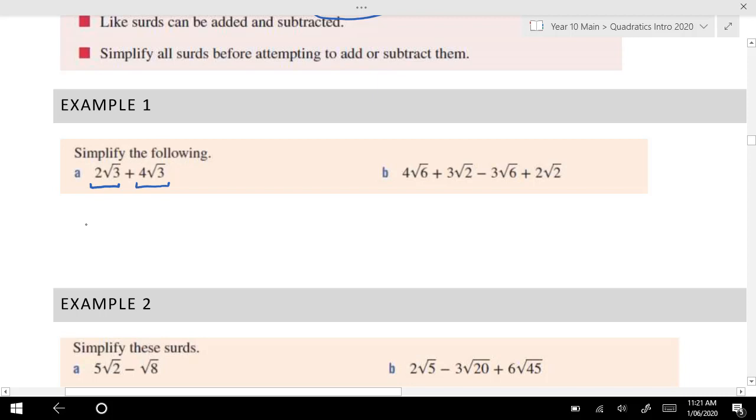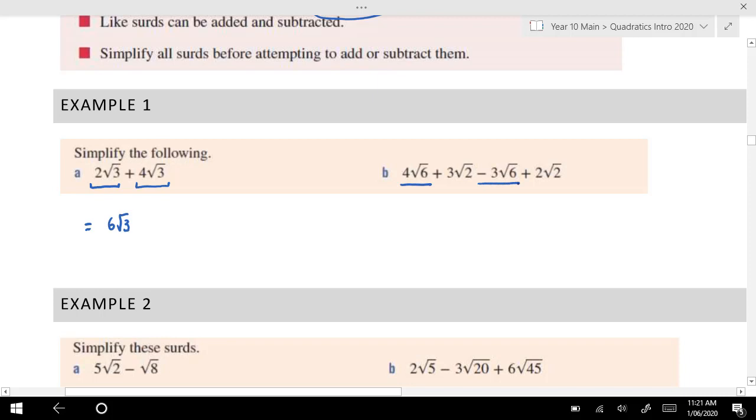If I add them together, I have 6 root 3s, don't I? It'd just be like if I had 2x and I had 4x, then I'd have 6x, wouldn't I? It's no different. Now over here, we're grouping. So what you're probably best to do is group these together.